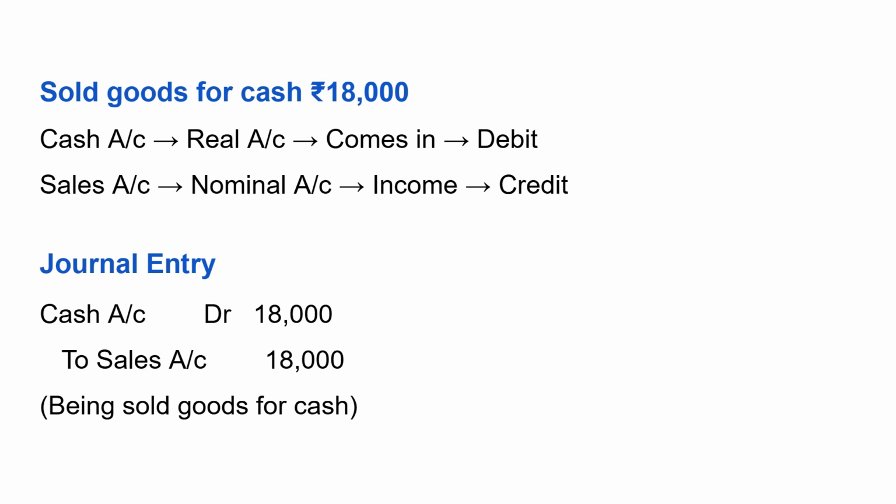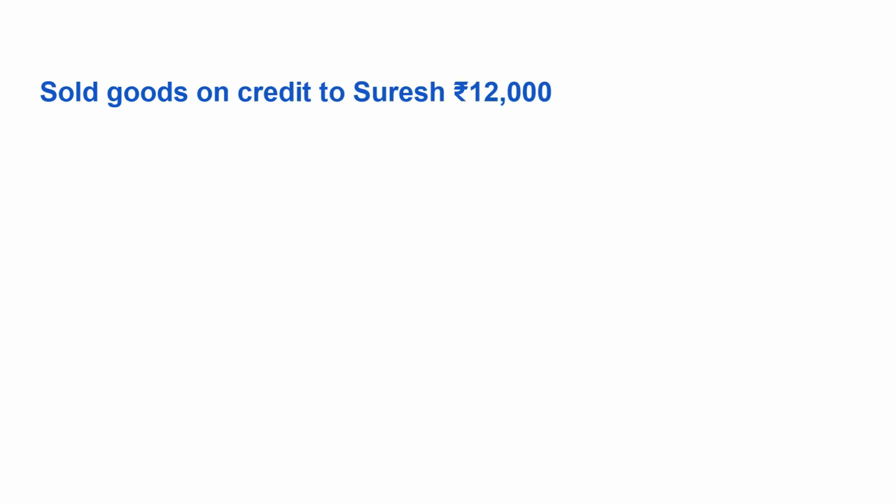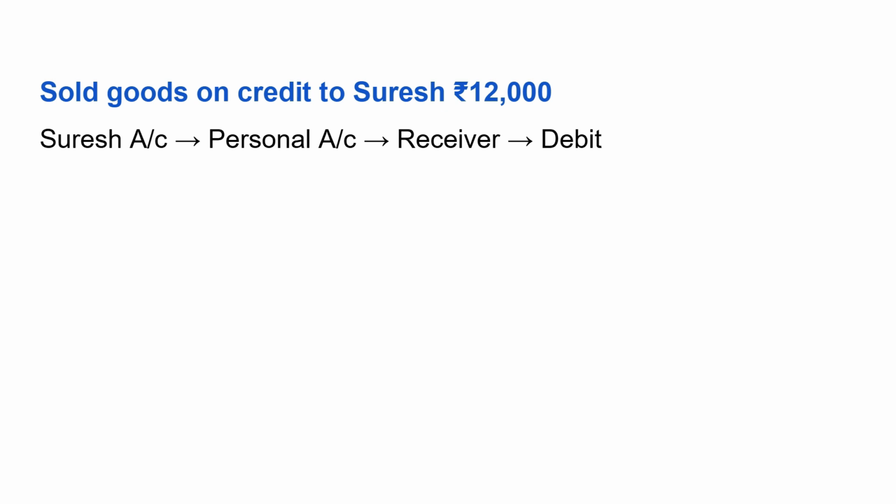Next, sold goods on credit to Suresh 12,000 rupees. Here the two accounts affected are Suresh account and sales account. Suresh account. Suresh is person, so it is personal account. And Suresh is the receiver of goods. We sold the goods and Suresh received the goods. So Suresh is receiver. And the rule for personal account is debit the receiver.